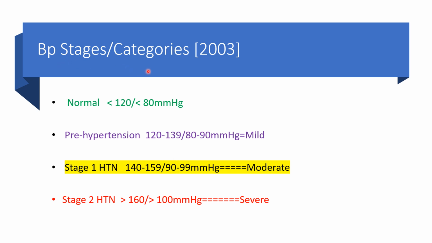Okay, blood pressure stages and categories, 2003. Normal value as far as the 2003 guideline is concerned is anything less than 120 over anything less than 80 millimeters of mercury. Pre-hypertension at this time was 120 to 139 over 80 to 90 millimeters of mercury, and that would be termed as mild. Stage 1 hypertension is anything 140 to 159 over 90 to 99 millimeters of mercury, moderate, while anything greater than 160 systolic and greater than 100 millimeters of mercury diastolic is severe in 2003.